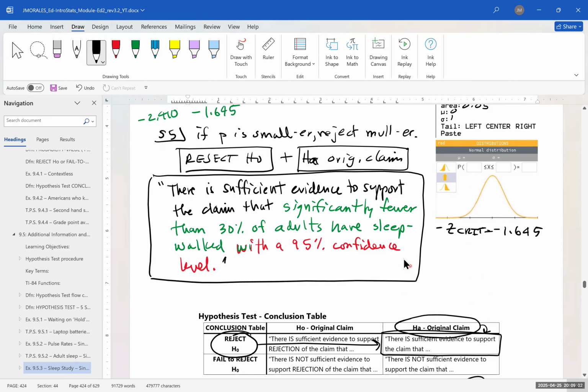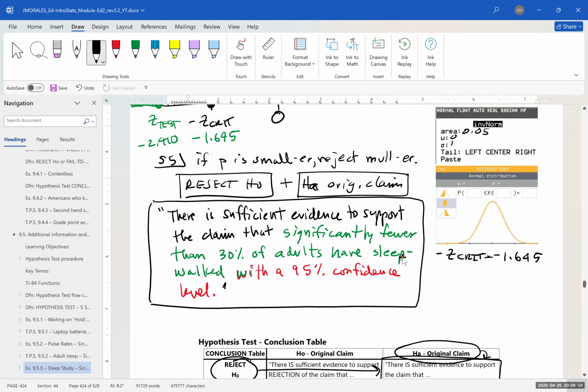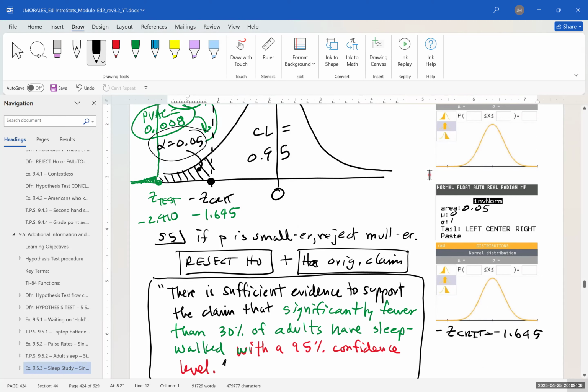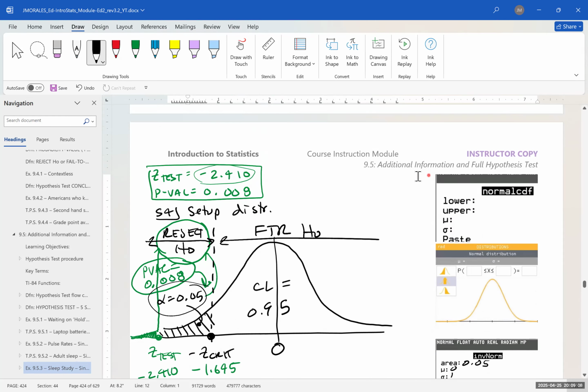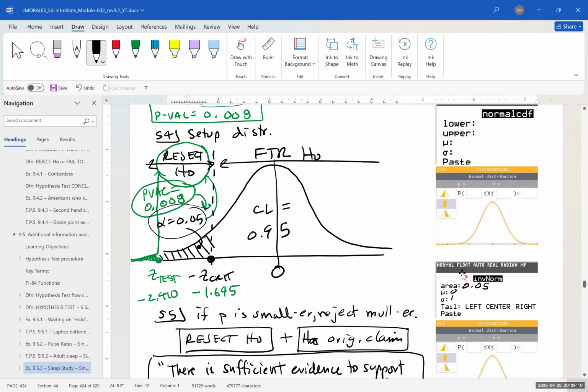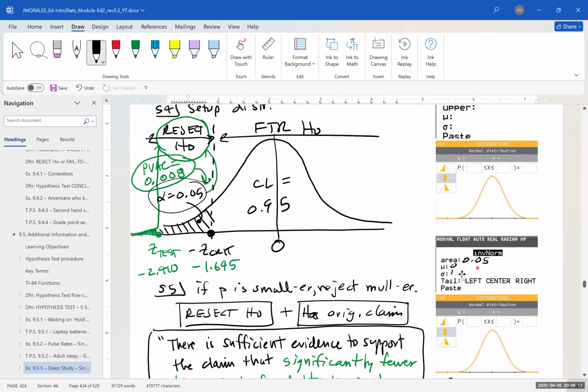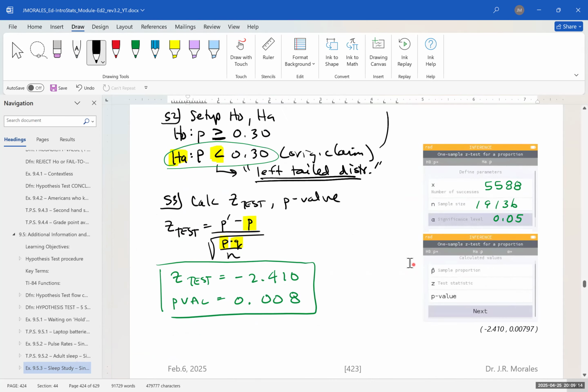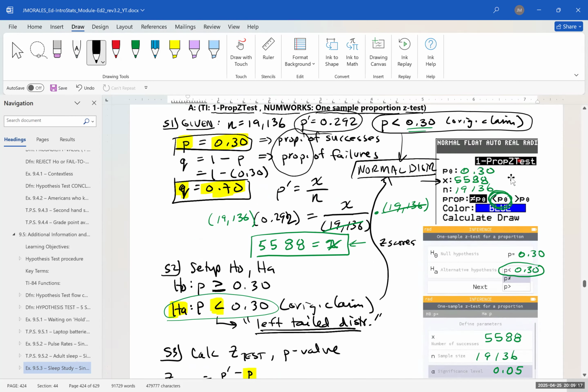So this was the third type of scenario where we're dealing with proportions now. When you're dealing with proportions, you use a normal distribution, so you have to use inverse norm here. And because we're dealing with proportions, you've got a different proportion test you need to run on your calculator.